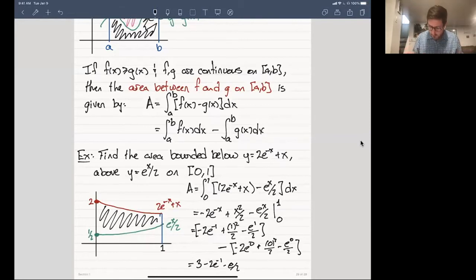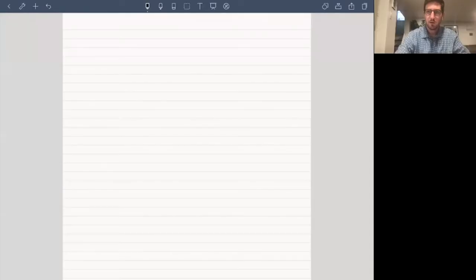if you want to put this into a calculator, this is approximately equal to 0.9051. The actual value is not really that interesting to me. What's interesting to me is how we got there, right? And it was just through a definite integral. Okay, let's take a look at another example.